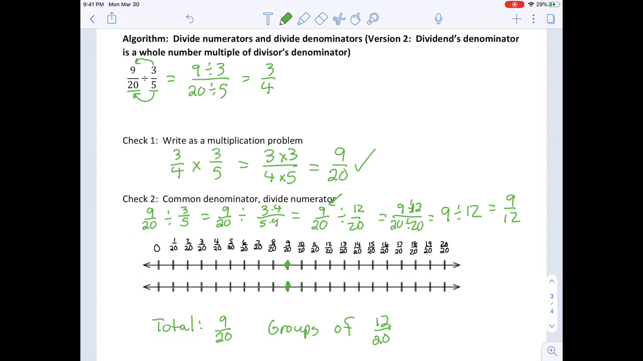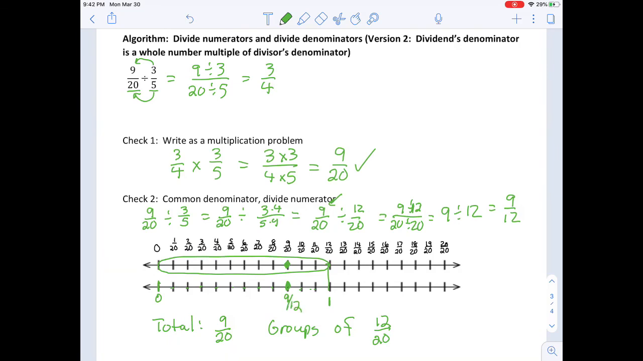So I can circle my group. I'm going to overshoot here. This is one group. How many groups of 12/20 are in 9/20? Not even one group. Well, what fraction of a group? Let's count up. How many spaces? 1, 2, 3, 4, 5, 6, 7, 8, 9, 10, 11, 12. This will be 9/12 of the group.